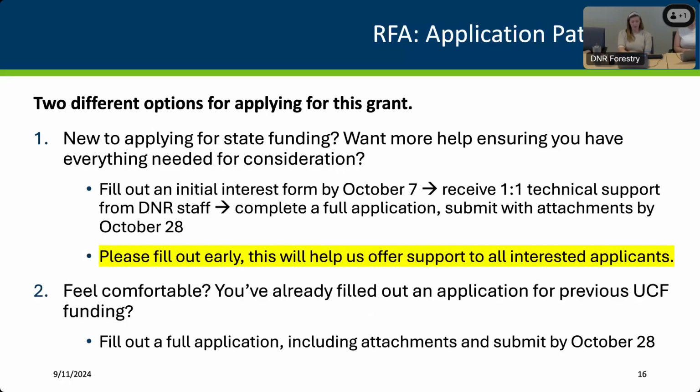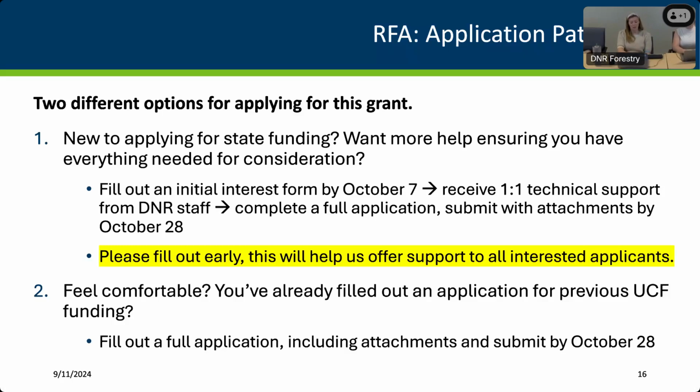Okay, so how do we apply? Let's start looking at different routes for accessing this grant opportunity. We are offering 2 different options for applying for this grant program, understanding that community-based groups or other applicants without experience applying for state funding would benefit from having some additional technical assistance from our team. So we have an initial interest form available on our website. Applicants can fill out this form, submit it to our program email at ucf.dnr@state.mn.us. And when you do so, you'll get one-on-one virtual technical assistance from staff on our team.